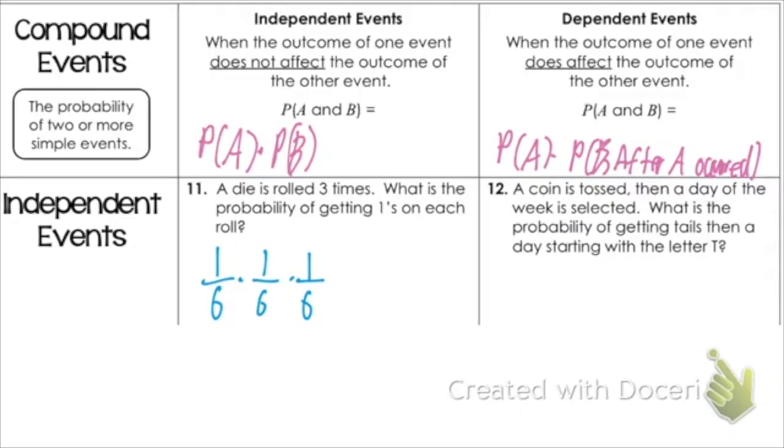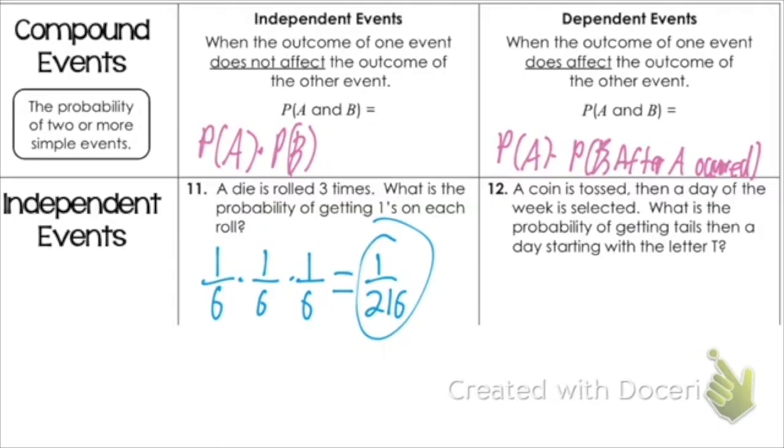So to get a 1 3 times in a row is going to be 1 over 6 times 6 times 6, which is 1 over 216. Is that very likely, to get the same number 3 times in a row on a die? No, but it can happen. I mean, it's there. So those are events that did not depend on each other.